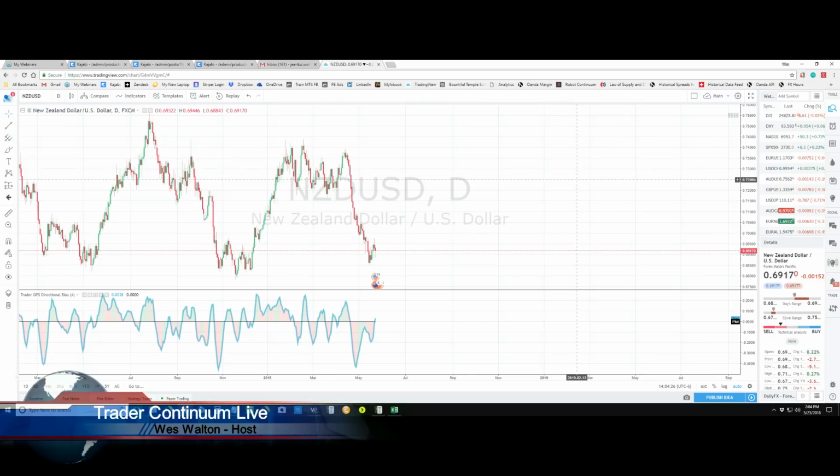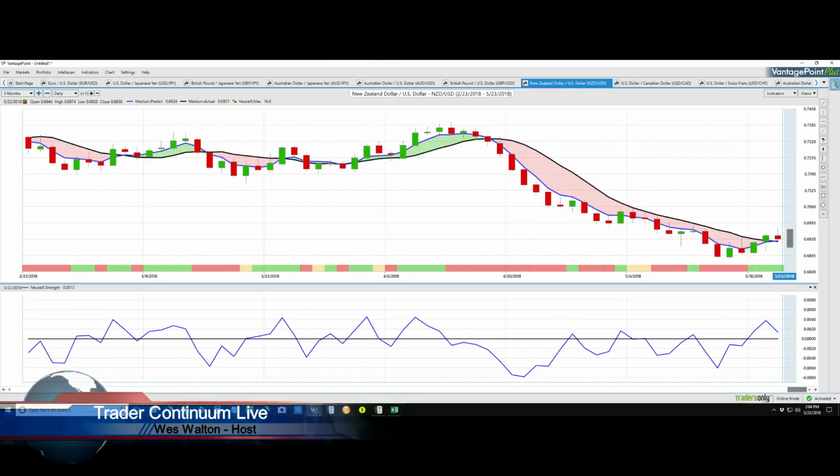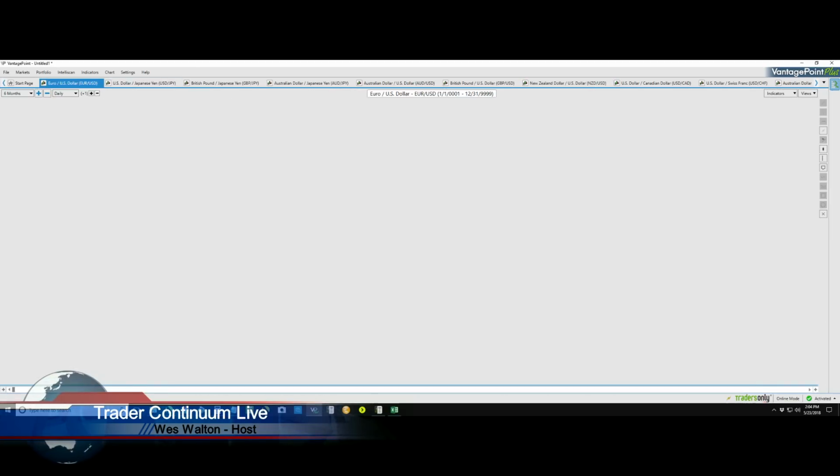Anyways, let's go ahead and move on to the Euro US dollar. I always like to look at the Euro US dollar just because. Let's go to the Euro US dollar.